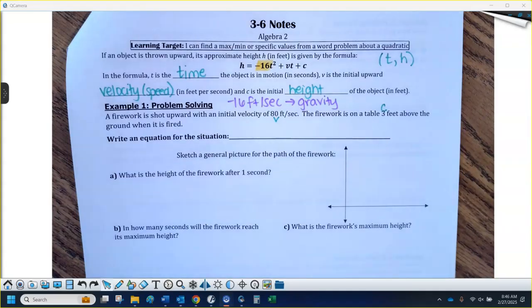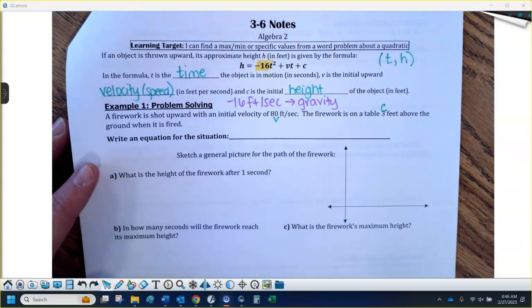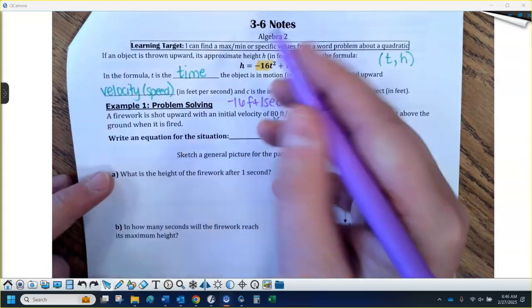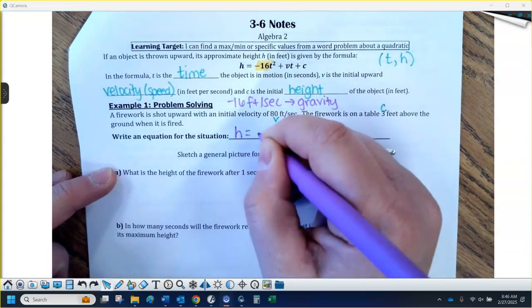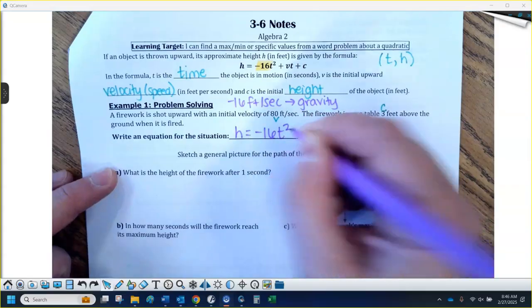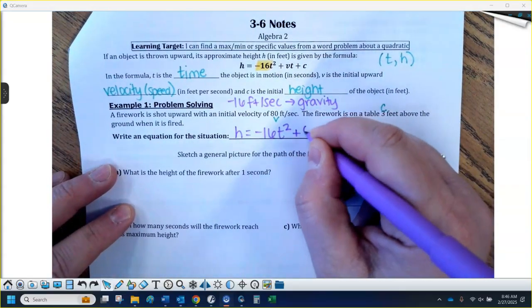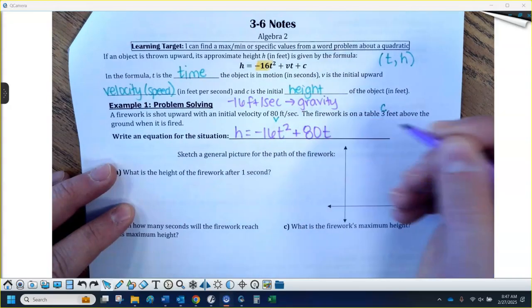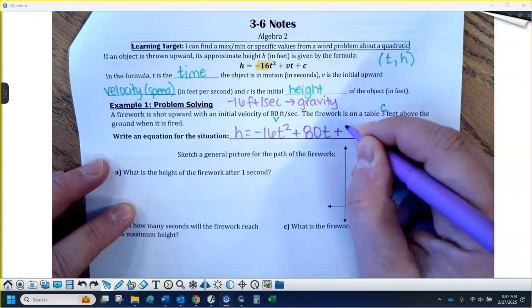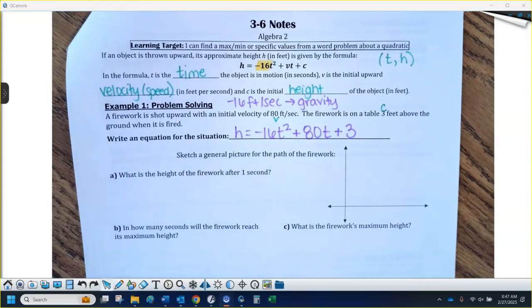So it just has height and time as the variables. So if I go back, if you look at this formula right here, the height of my object is negative 16 multiplied by your time squared, plus I'm going to put in the 80 for the velocity multiplied by the time, and then plus the initial height, which it tells us this little firework is on a 3-foot table. So the 3 at the end of that problem is based on the fact that we have this firework sitting on a 3-foot table.